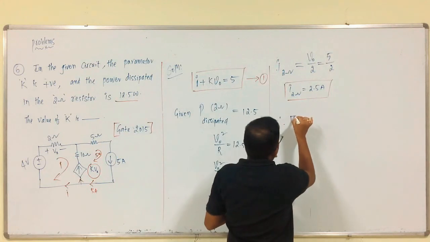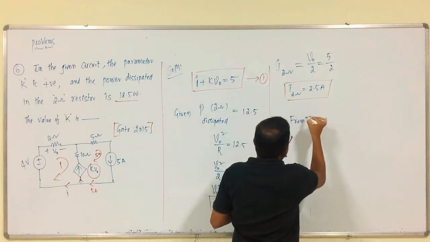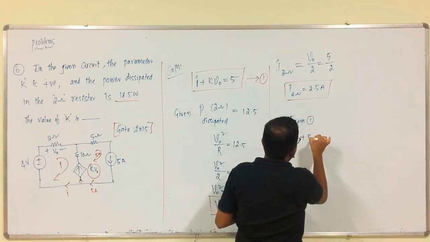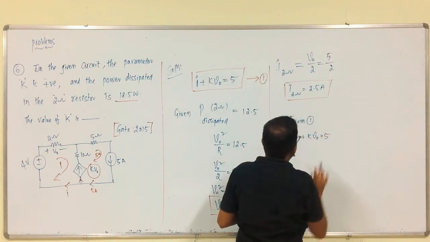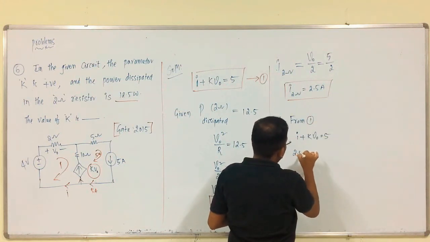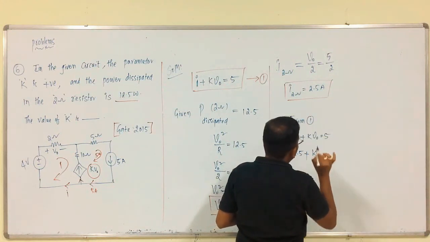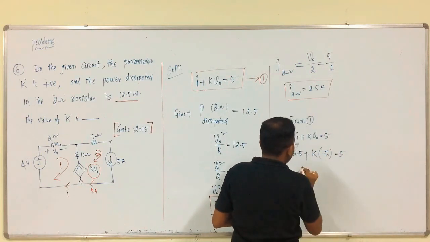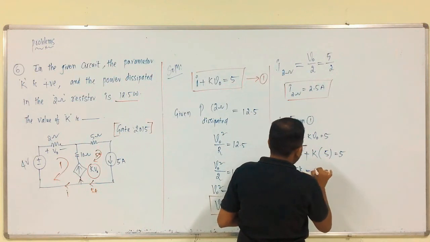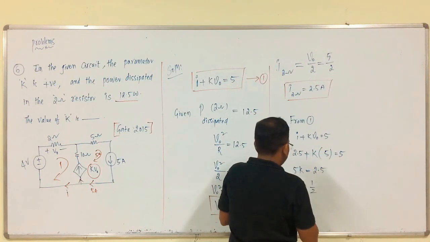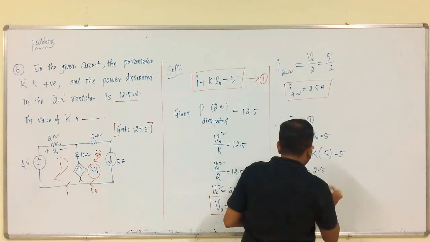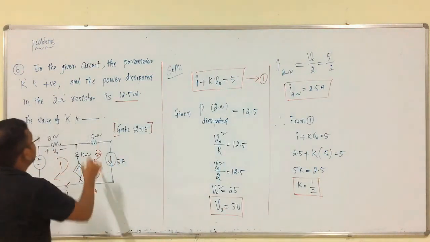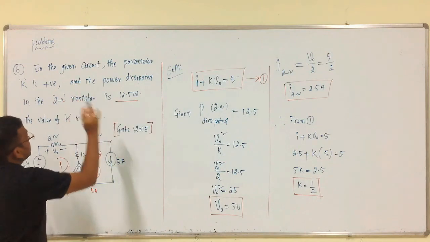Therefore, from equation 1, I plus kV naught equals 5. So I is 2.5, plus k, which we do not know, times V naught, which is 5, equals 5. Therefore, 5k equals 2.5, k equals 1 by 2. Therefore, the answer is 0.5.